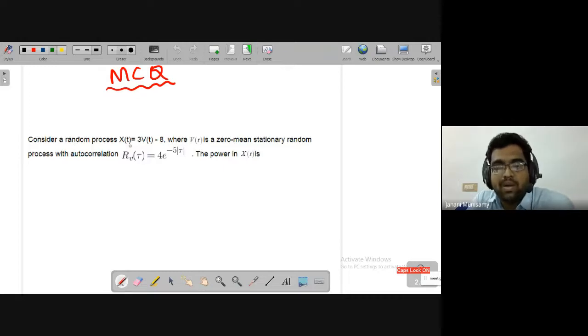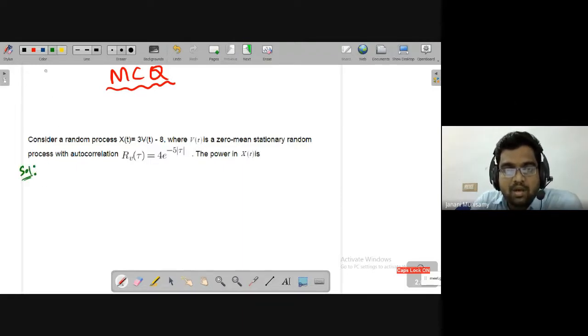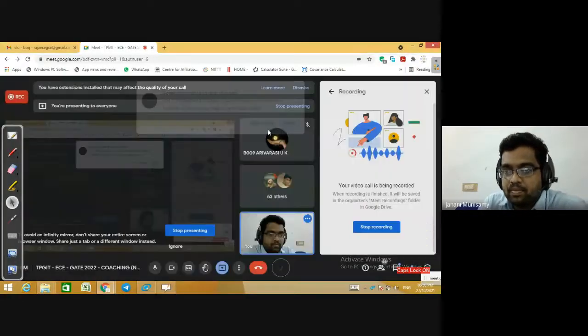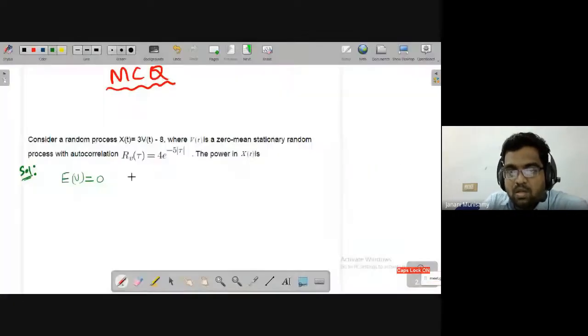They have given some random process x of t, that is 3v of t minus 8. Again, v of t is also a random process. If v of t is random, then x of t is also random. And then they mentioned v of t is having zero mean. Zero mean means I know the characteristics of v of t. So the expectation value of v of t is 0.